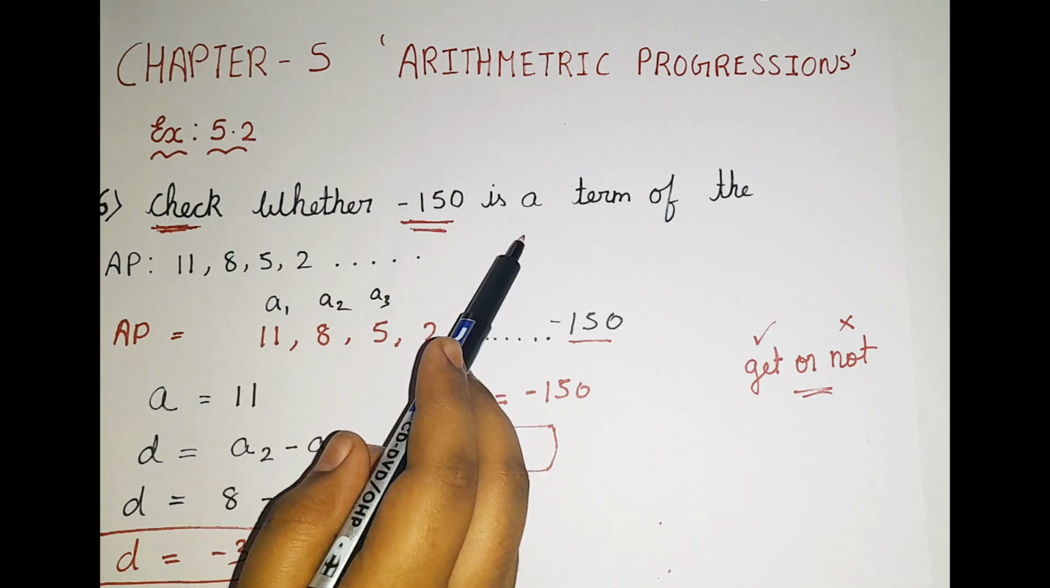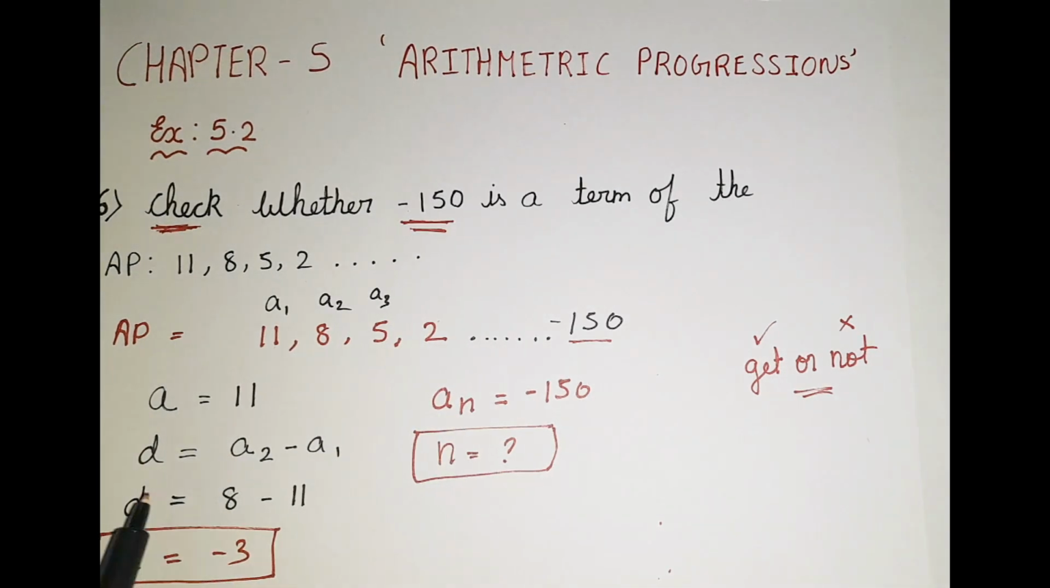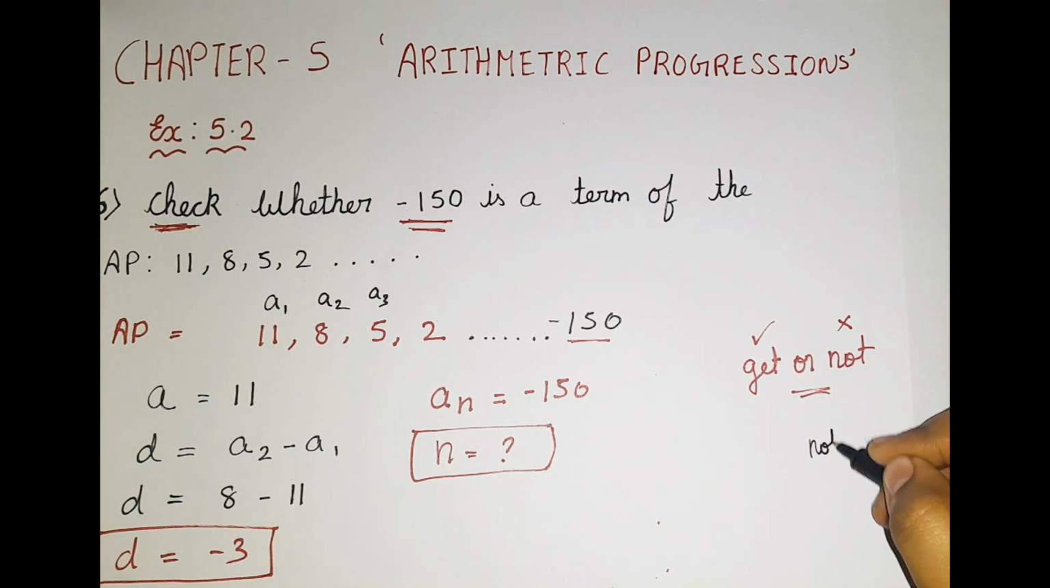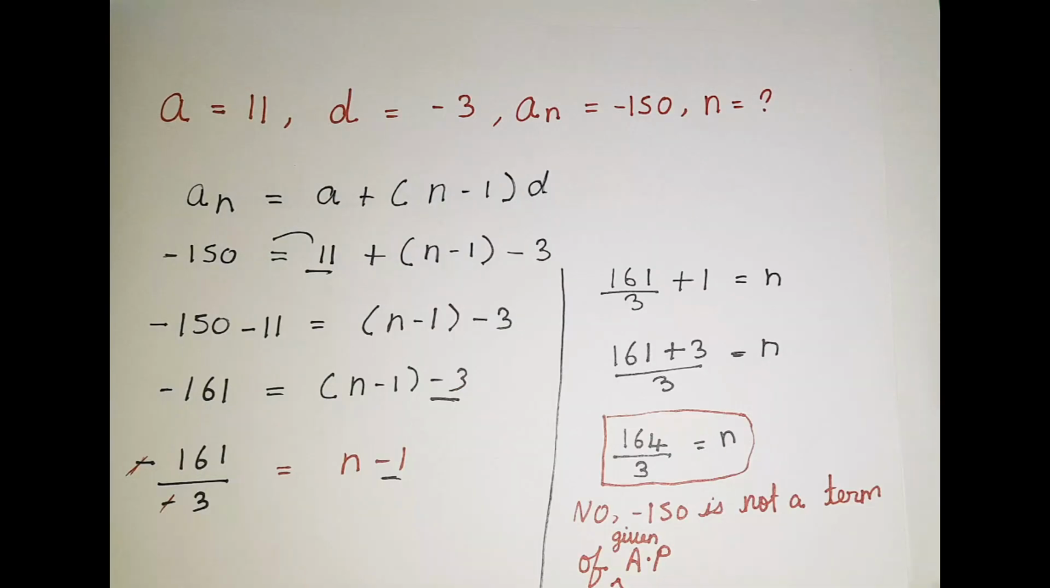According to the question, we are supposed to check whether minus 150 is a term or not. After solving, I found out that it is not a term. Since it is a fraction, we can say that this minus 150 is not a term of the given AP.